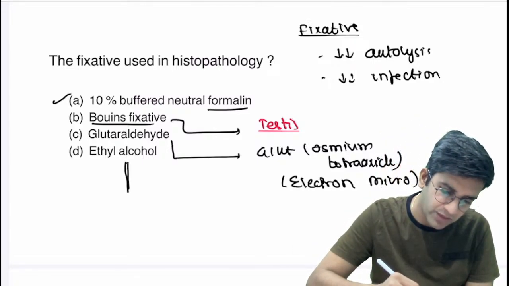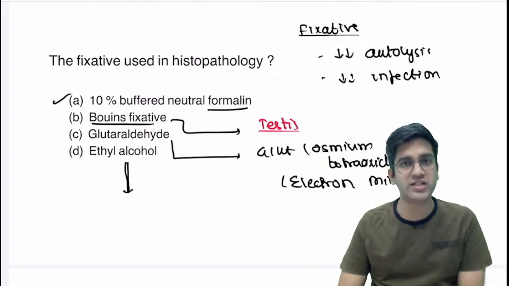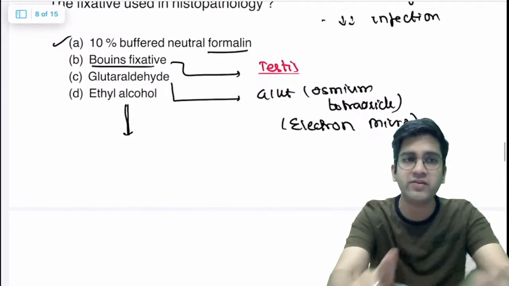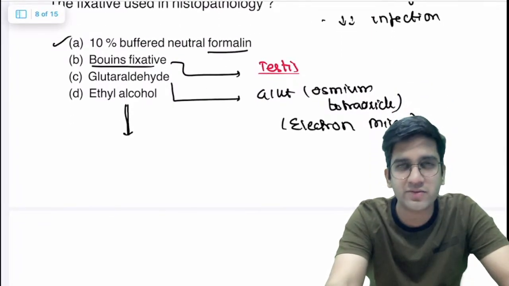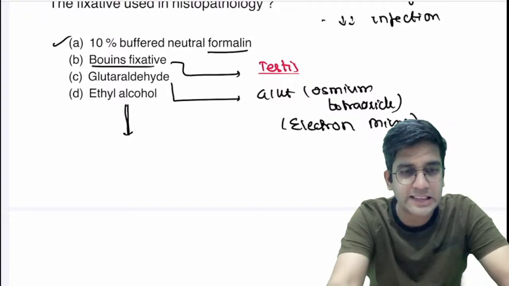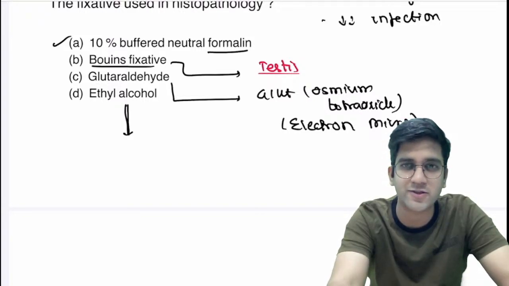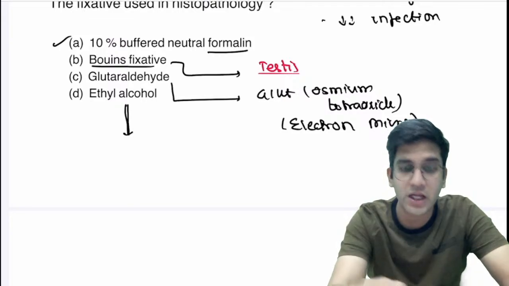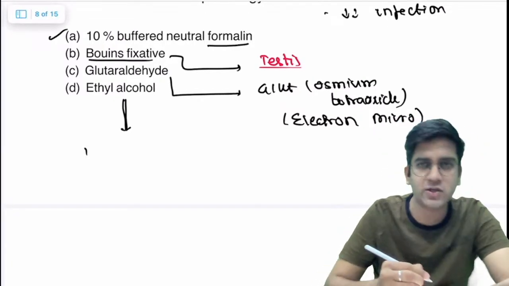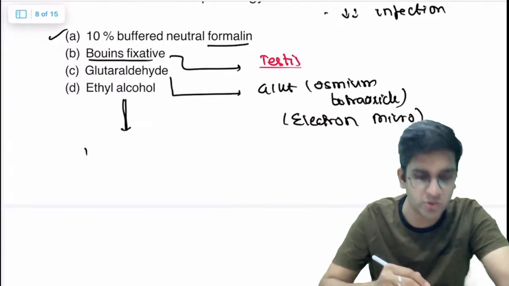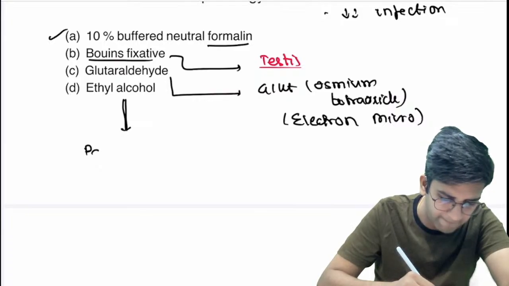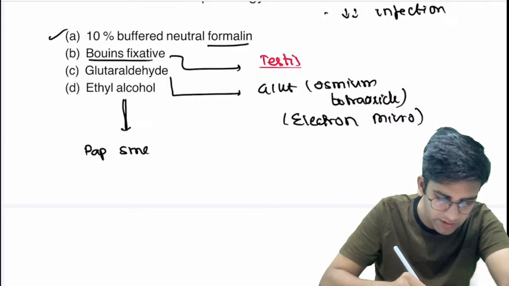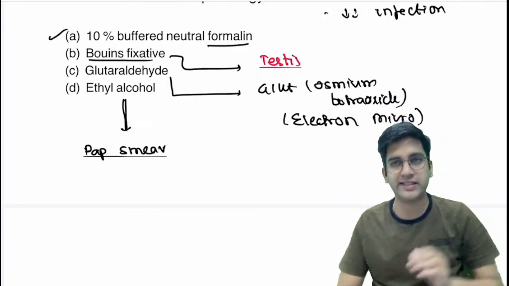Can anyone tell me where ethyl alcohol is used as a fixative? It's used in a routine investigation which is done for women as a screening test for cervical cancer. That's a clue. Where do you think you use ethyl alcohol? Perfect. 100% ethyl alcohol, or absolute ethanol, is used in the Pap smear. For Pap smears, the fixative is ethyl alcohol, right?